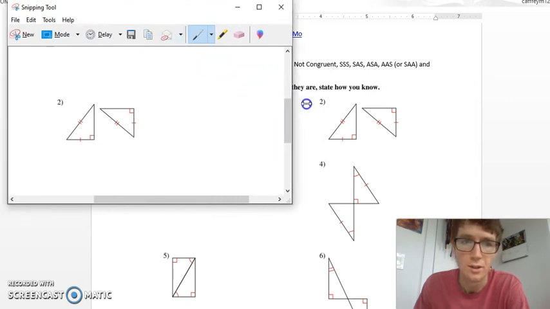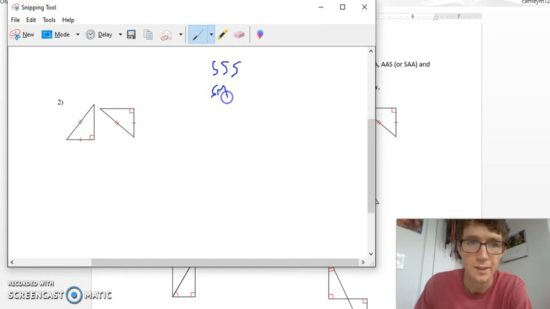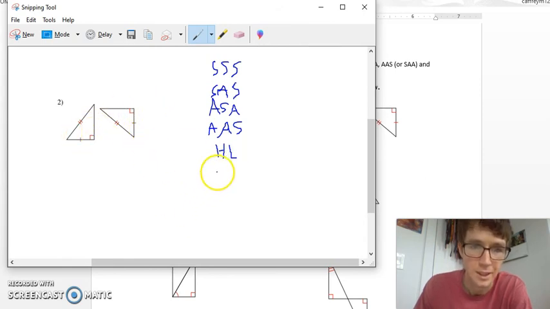All right, so let's get our options down again just for clarity. So we got side, side, side. We got side, angle, side. We have angle, side, angle. We have angle, angle, side. We have, of course, HL, which only applies to right triangles, but that's what we're dealing with today. And we've got, maybe these just aren't congruent, so not congruent.